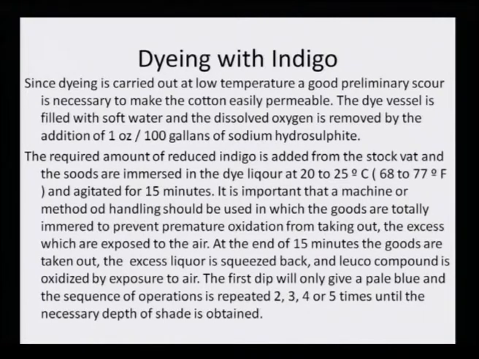Dyeing with indigo. Since dyeing is carried out at low temperature, a good preliminary scouring is necessary to make the cotton easily permeable. The dye vessel is filled with soft water and dissolved oxygen is removed by the addition of 1 ounce per 100 gallons of sodium hydrosulfide. So, in order to keep the situation as a reducing atmosphere, sodium hydrosulfide must be added first.